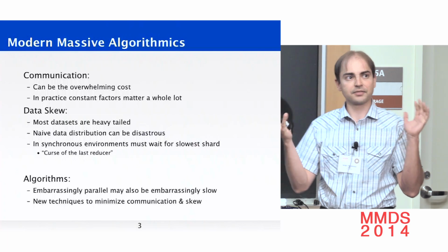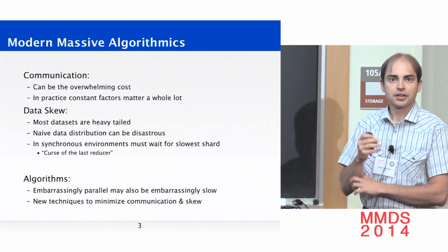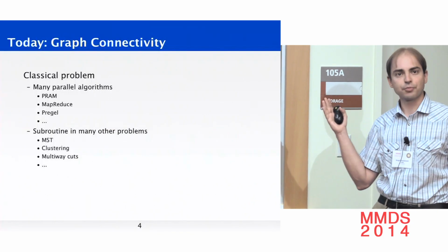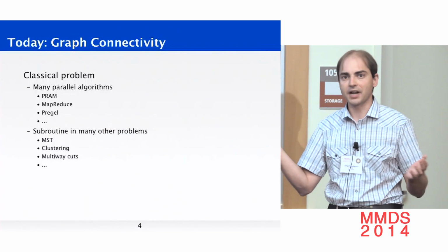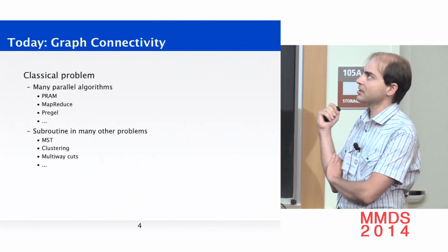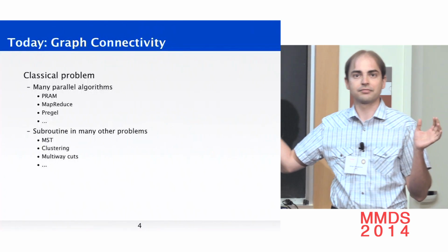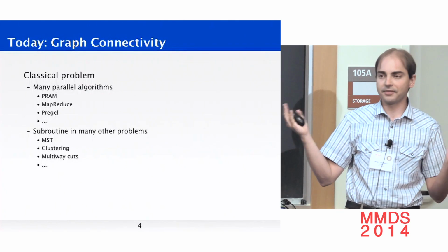So with this lens in mind, let's talk about connected components. I think everybody knows what connected components are. I'm going to give you a large graph. It's going to be undirected. We're going to take the easiest case in the world, and I just ask you, how many different components are there? Seemingly very, very simple.